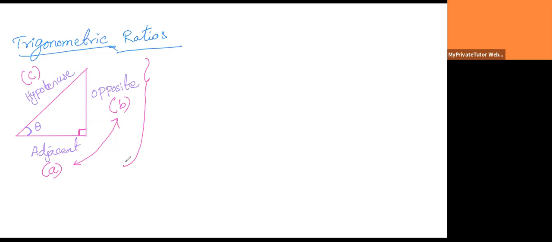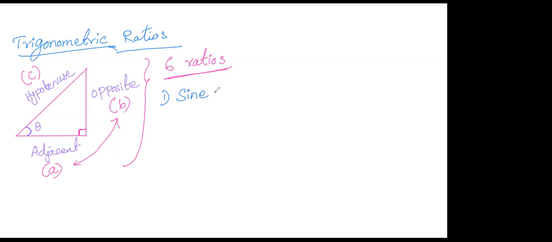Okay, we have six trigonometric ratios. If you learn the first two, you are able to solve the remaining ratios. So the first one is sine theta. The second one is cos theta. The third one is tan theta.